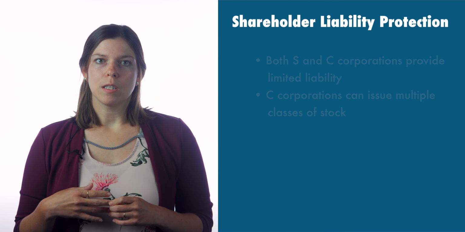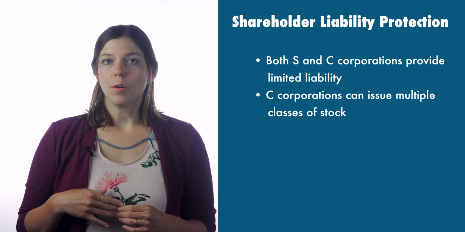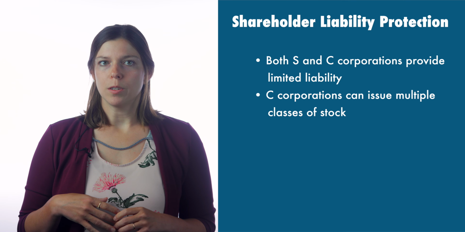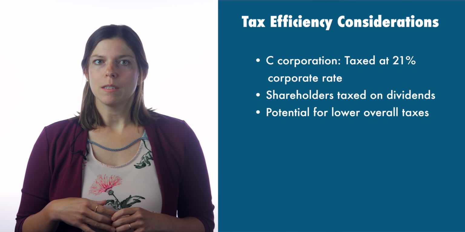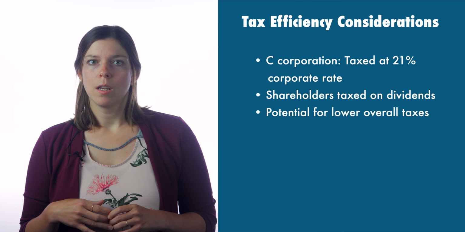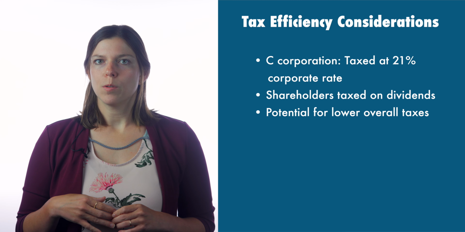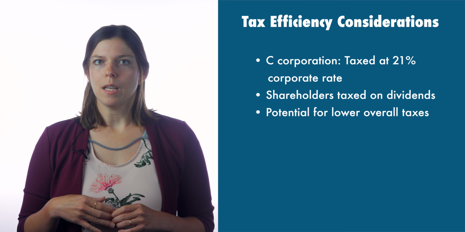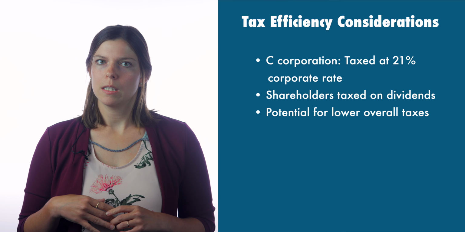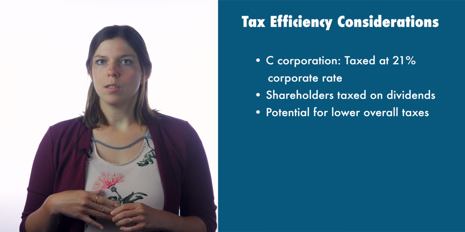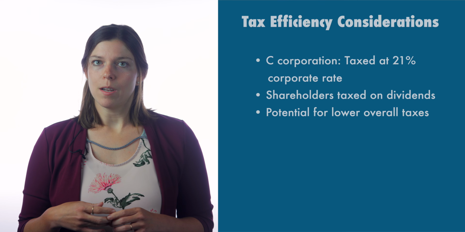S and C corporations both provide shareholders with limited liability protection, but C corporations are also able to issue multiple classes of stock. It can also be more tax efficient for a business to be taxed as a C corporation. For example, it may be beneficial for it to pay taxes at the corporate rate of 21% rather than passing the income through to the shareholders, who would have to pay taxes at their individual tax rates. However, keep in mind that any distributions from a C corporation are taxable to the shareholders as dividends.